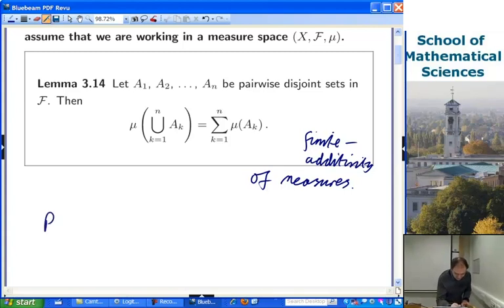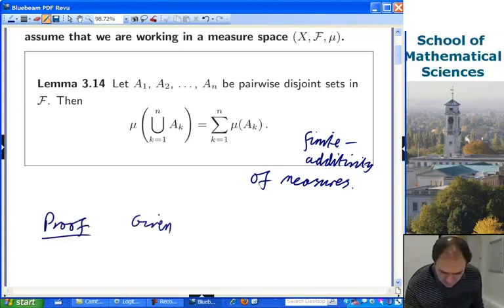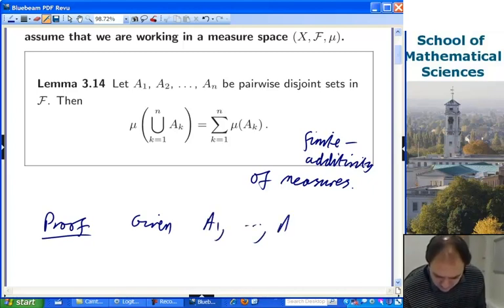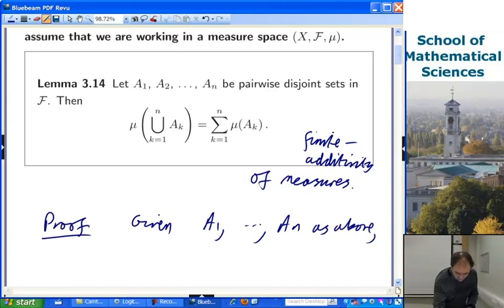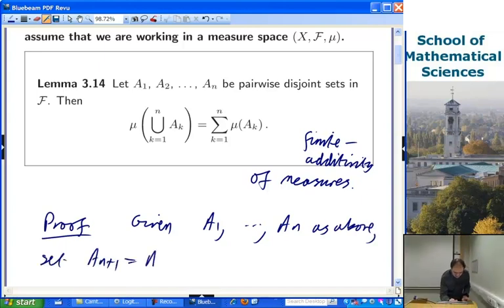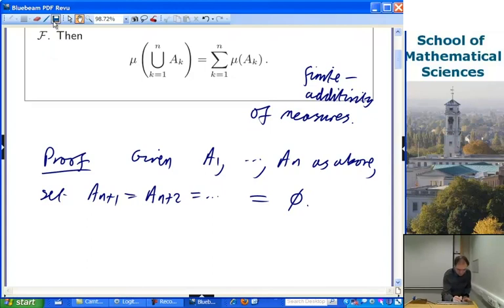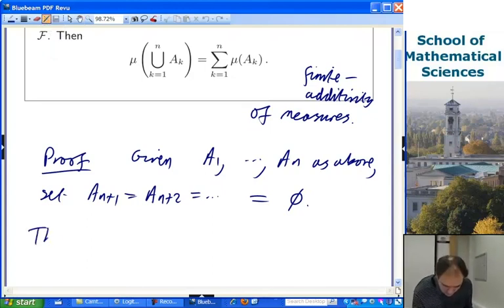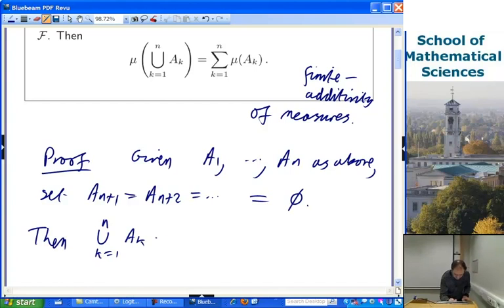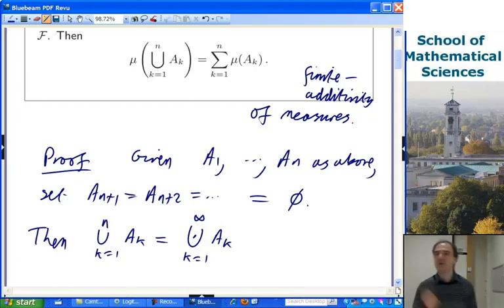So here's the proof. Given A1 up to AN as above, we'll set AN plus 1 equals AN plus 2 equals and so on, all equal to the empty set. Then the union from K equals 1 to N of AK is actually equal to the disjoint union from K equals 1 to infinity of AK, because the remaining sets were empty, and of course everything's still pairwise disjoint, because the empty set doesn't make things any less pairwise disjoint than they were.